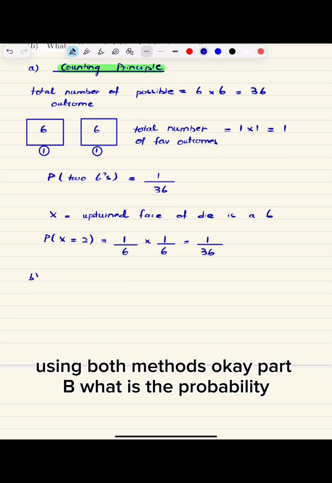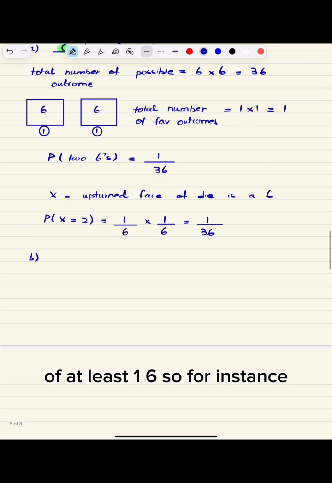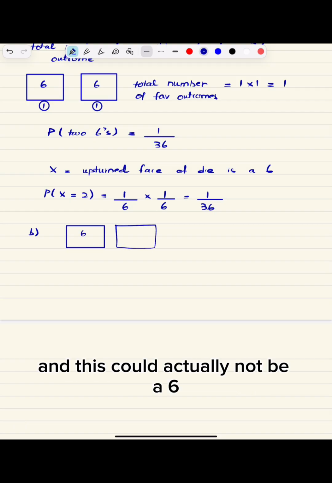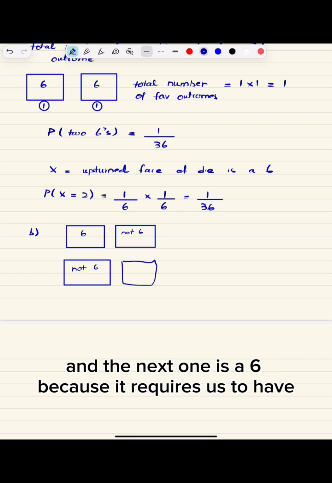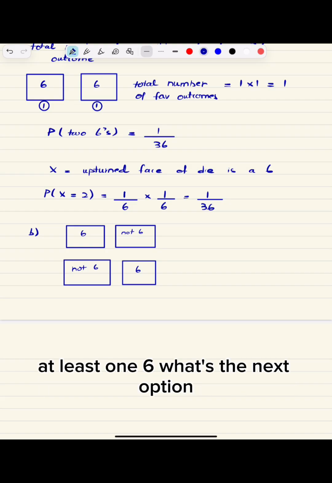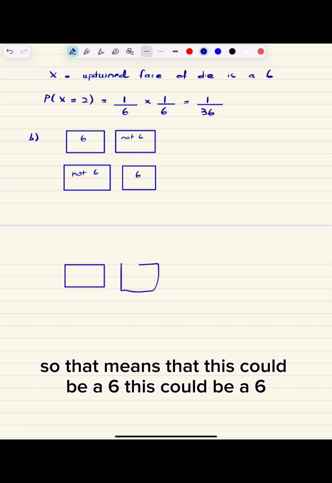Okay, part B. What is the probability of at least 1 6? It says at least 1 6. That means this could be a 6 and this could not be a 6, right? Or this could be not a 6 and the next one is a 6, because it requires us to have at least 1 6. What's the next option? There could be more, right? This could be a 6, and this could be a 6.